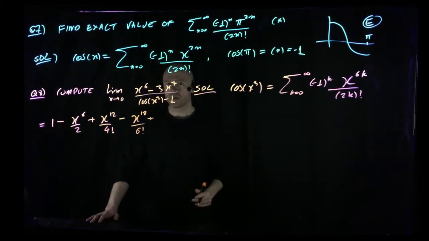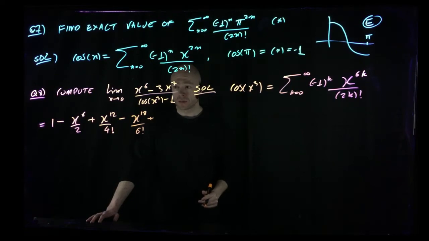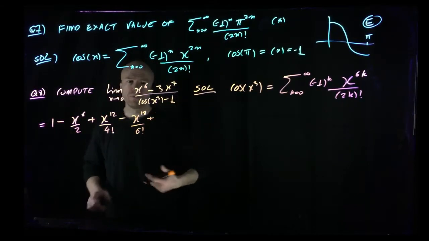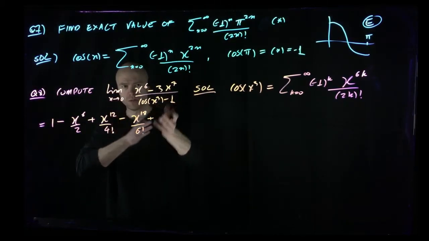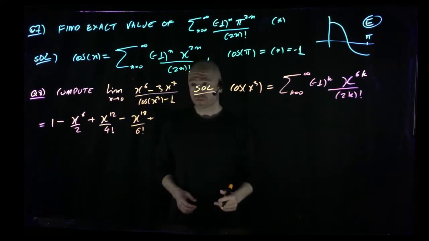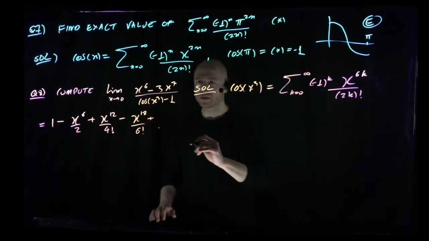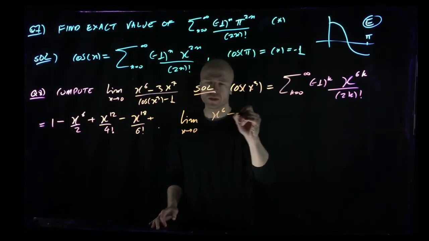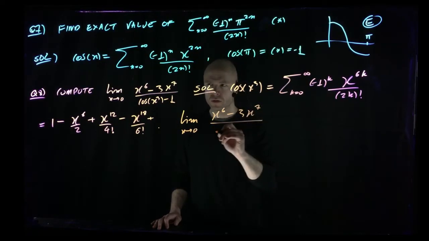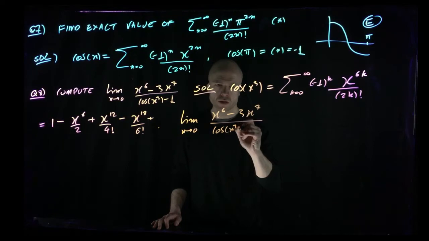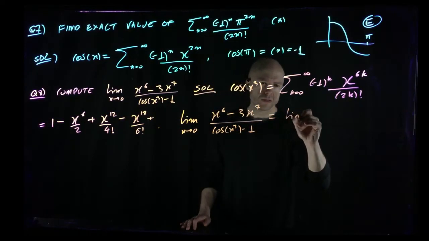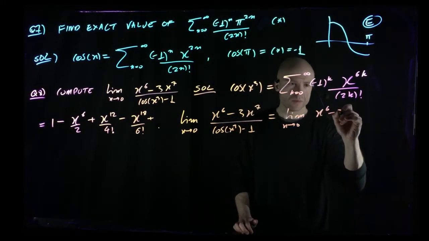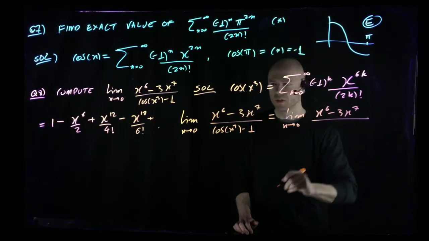But we don't care too much about the other terms because when x goes to 0, only the leading order terms are important, just like you're very familiar with taking these limits for rational functions, right? So if we consider this expression, the limit as x tends to 0 of x to the 6 minus 3 x to the 7 over cosine x to the 3 minus 1, this is the same as the limit as x tends to 0 of x to the 6 minus 3x to the 7, and then what do we have?